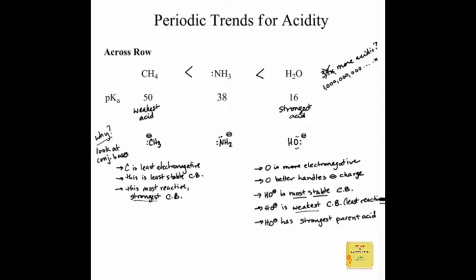So if this one is the strongest conjugate base, what does that tell you about the parent acid? We know that this has the weakest parent acid. And that's what our pKa data tells us. pKa of 50. This is a horrible acid because carbon hates having a negative charge. It's so electropositive.